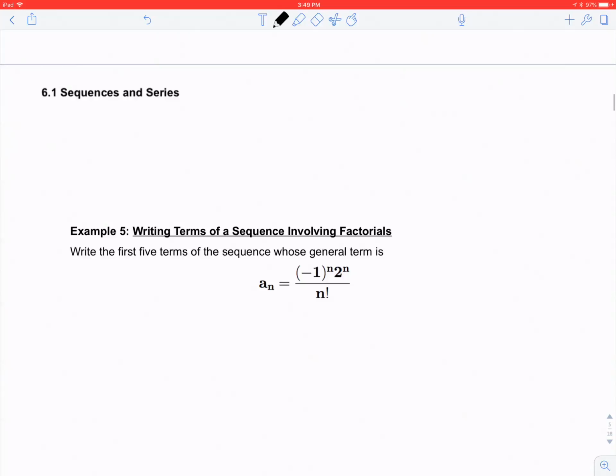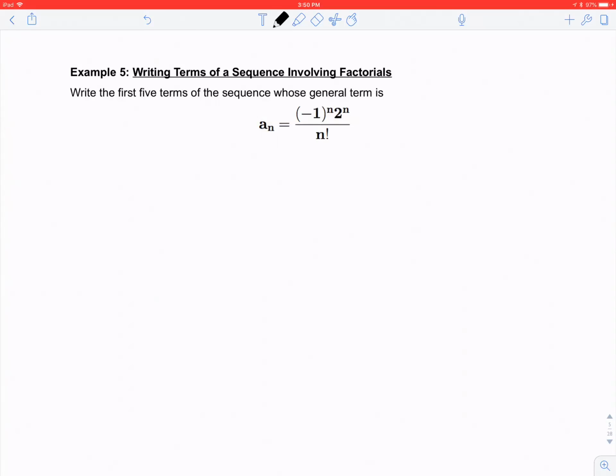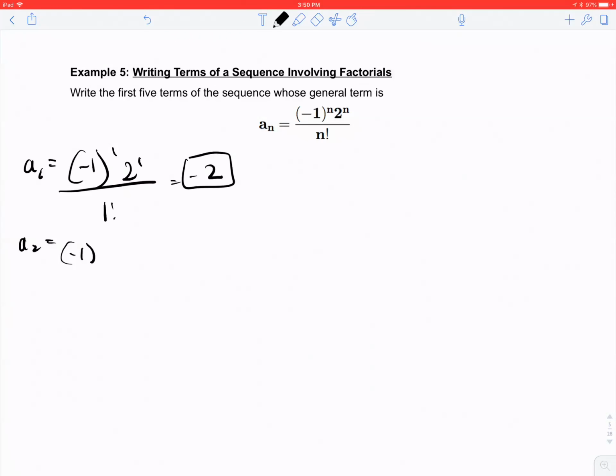Moving along. So in this example 5, we're asked to write the first 5 terms of the sequence whose general term is this. Okay. So then A1 is going to be negative 1 to the power of 1 times 2 to the 1 over 1 factorial. Okay. So there's going to be a negative 2 in the end. A2, negative 1 squared, 2 squared over 2 factorial. So now it's going to be positive. It's going to be 4 over 2, which is 2.